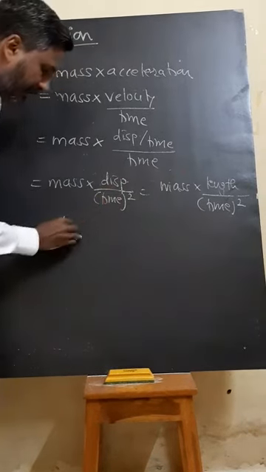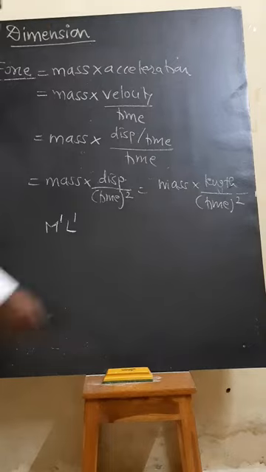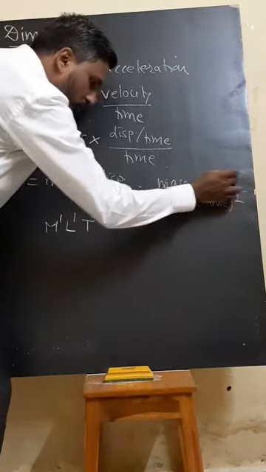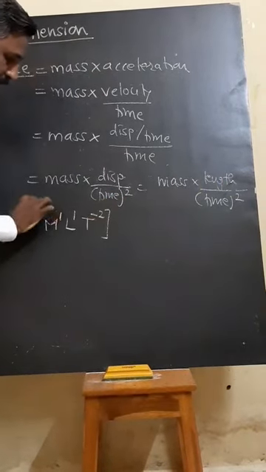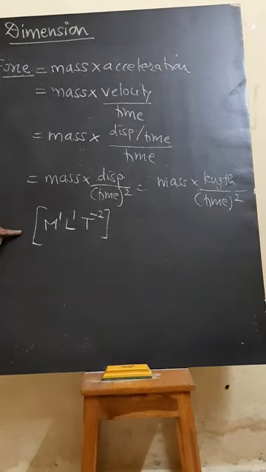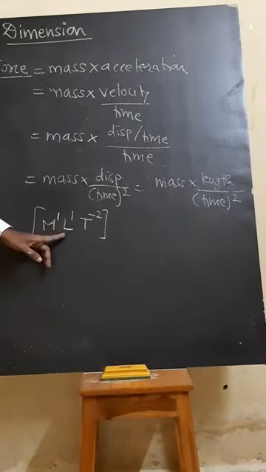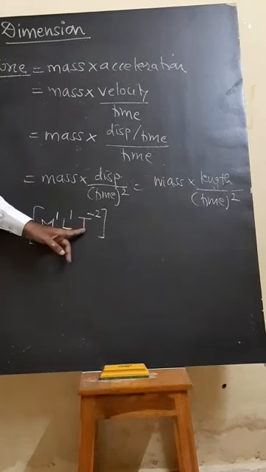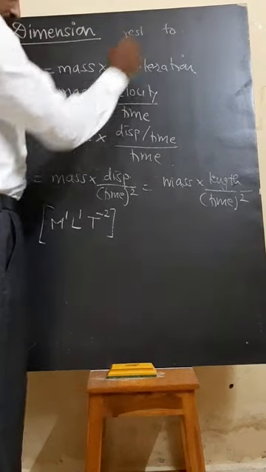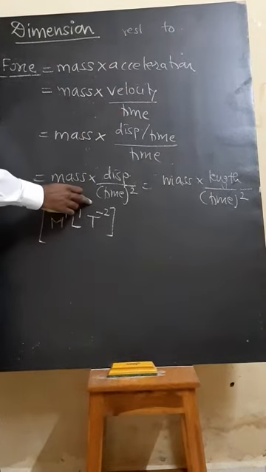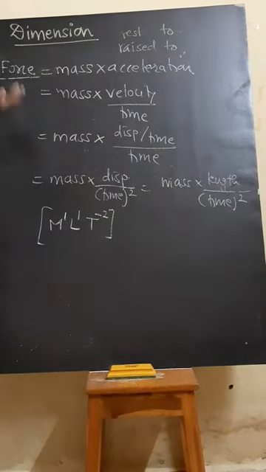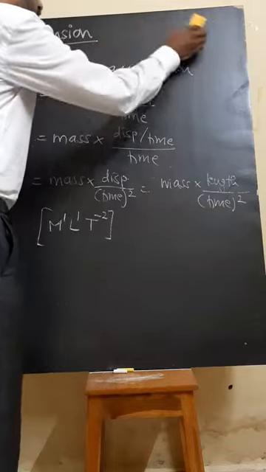There is only one term related to length, so L raised to 1. There are two terms related to time, but they are in the denominator. When it comes to the numerator, it becomes T raised to minus 2. So the dimensions of force are M raised to 1, L raised to 1, T raised to minus 2. What happens? Most students say "raised to" the wrong way. It is not like that. It is L raised to 1, T raised to minus 2. Since it has been lifted up, we say "raised to".